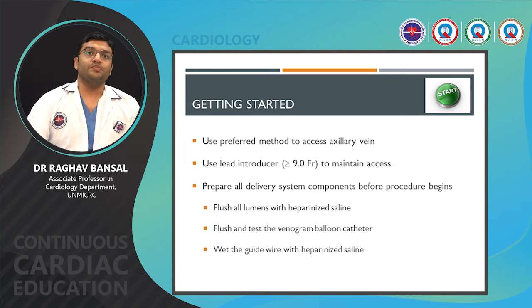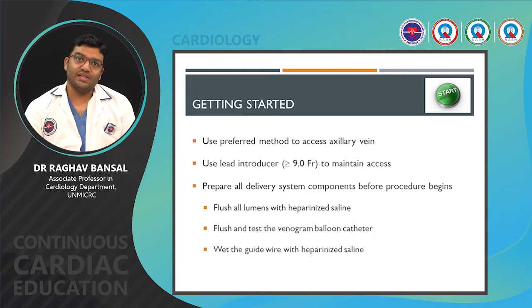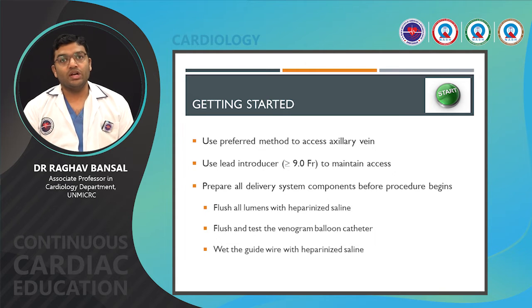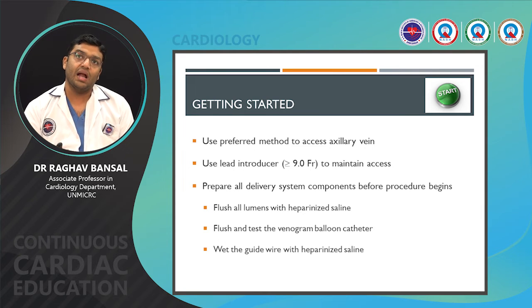Then we have to use a specialized lead introducer for the CS lead, which are long sheaths, and they are 9 French or 10 French sheaths. They are usually larger. They can also accommodate sub-selectors, vein selectors. So that's why they are made larger. There are two types of sheaths, peelable and slit-away sheaths.